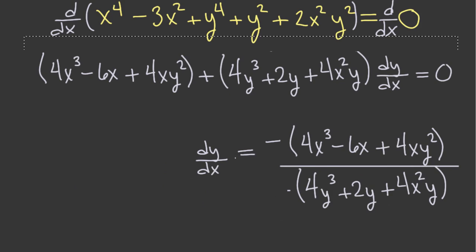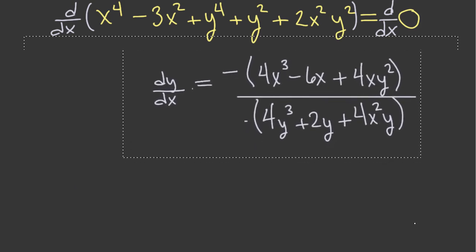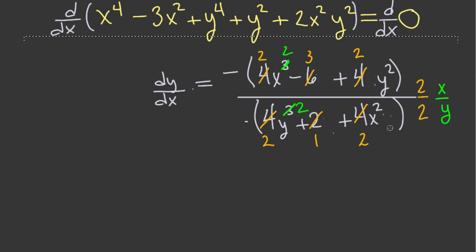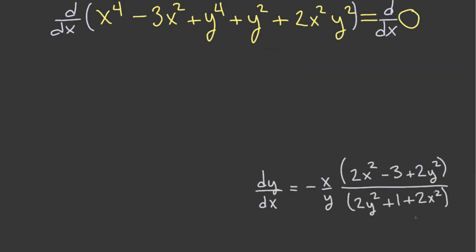Now I want to do just a tiny bit of algebra so that this term is easier for me to understand. First thing I'm going to do is pull out a 2 from the top and the bottom, and those are going to cancel. The next thing I'm going to do is notice that the numerator has a common factor of x, and the denominator has a common factor of y. So I'm going to pull out an x over y term. And now this is just a little bit easier for me to think about, so I can go about answering the questions that we asked at the beginning.